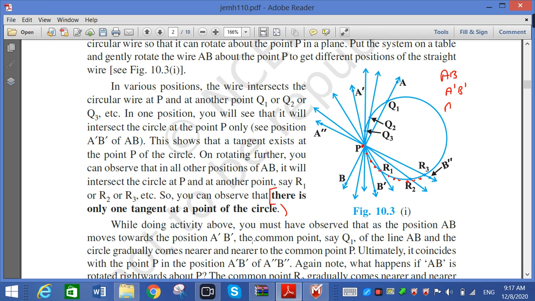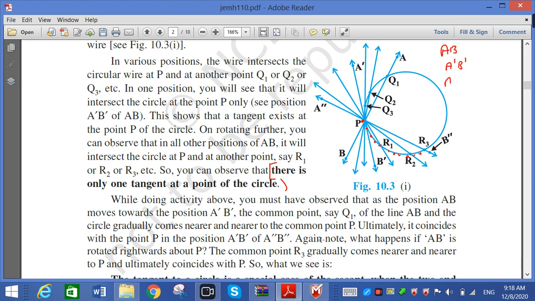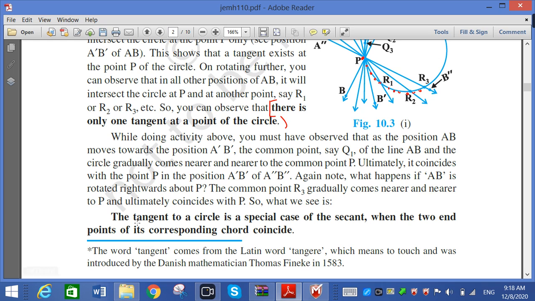So while doing the activity, you must observe that the position AB moves toward the position A dash B dash, to the common point, say Q1. As we go gradually, the common point R3 comes nearer and nearer to P and ultimately coincides with P. That is important. The length becomes smaller and it becomes one point. So a tangent to a circle is a special case of secant when two endpoints of its corresponding chord coincide. That is the definition of tangent.